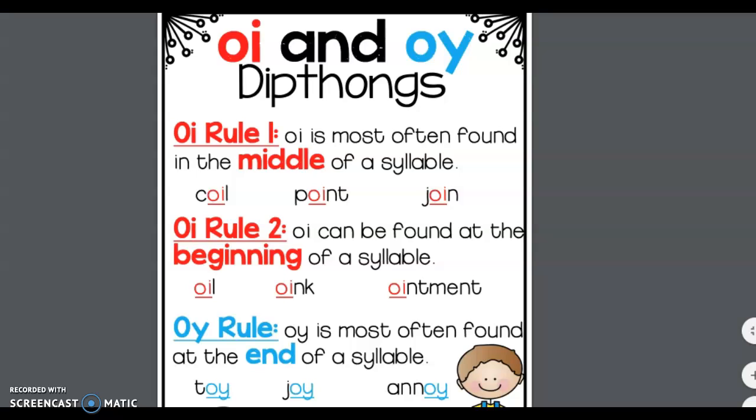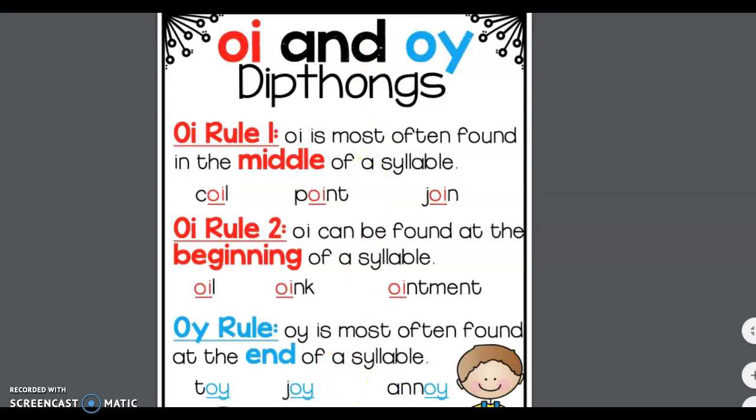OI can also be found at the beginning of a syllable. For example, in the word oil, oink, and ointment. Normally, OY is most often found at the end of a syllable. For example, in the word toy, joy, and annoy.